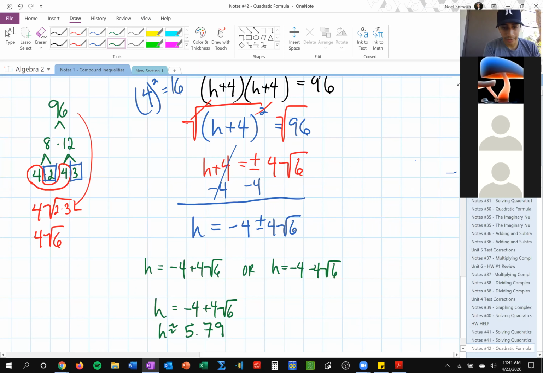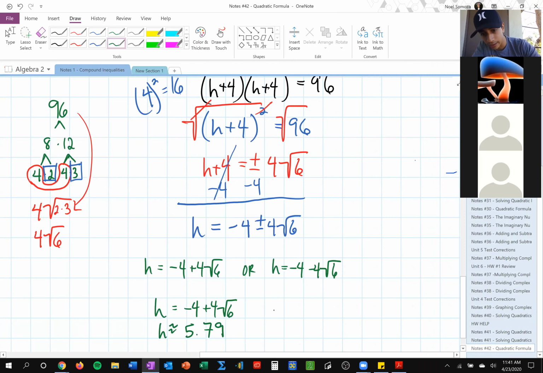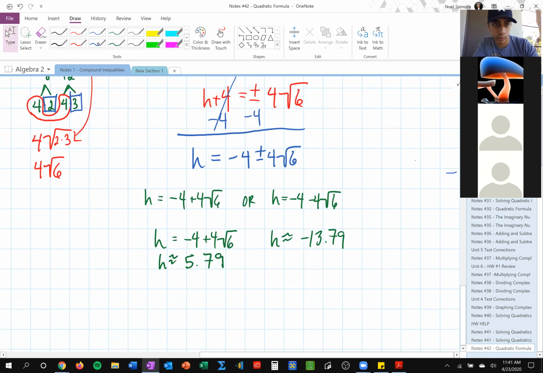So that height seems legitimate versus the other one. If we were to change that to a minus, that gives us negative 13.79. That's not really what we're looking for because height shouldn't be negative. So one of these is the true answer. This one is true, makes sense in a real world application. Meanwhile, this one does not. That's more false.